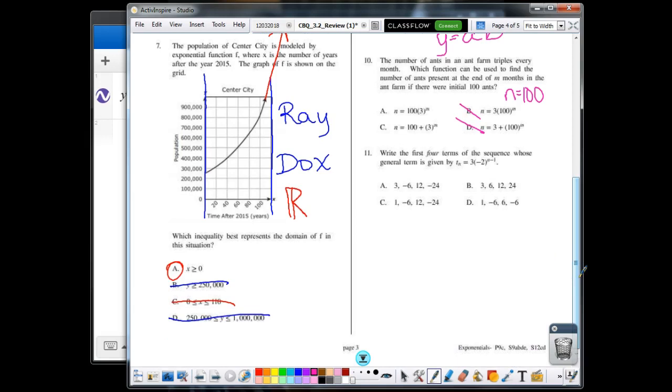Okay, write the first 4 terms of the sequence whose general term is given by t sub n equals 3 times negative 2 raised to the n minus 1. Okay, so remember we were doing the sequences? Yes, that was last Monday. Remember we did the ratio? No? Okay.